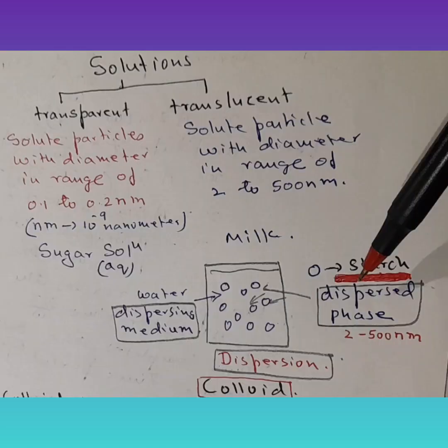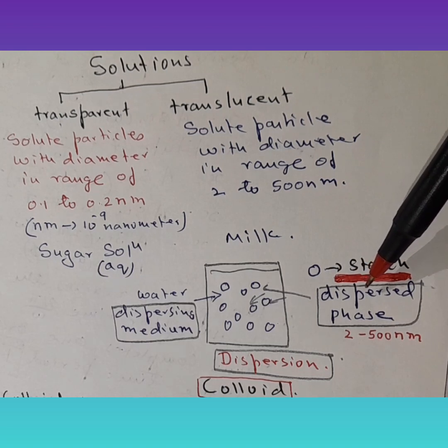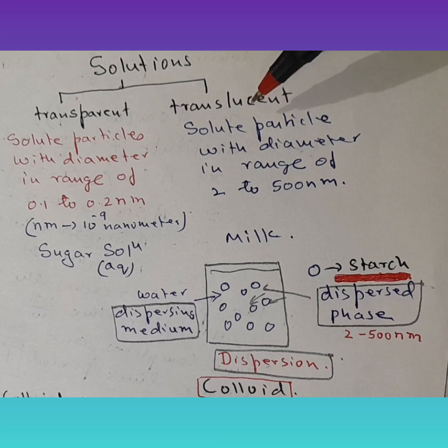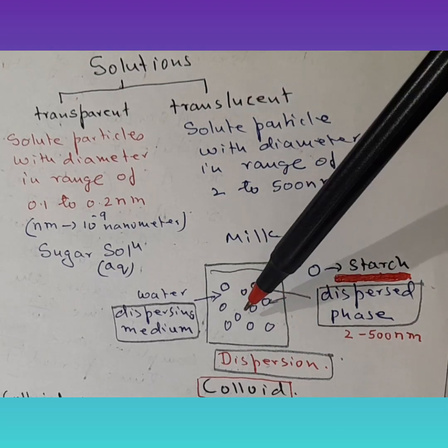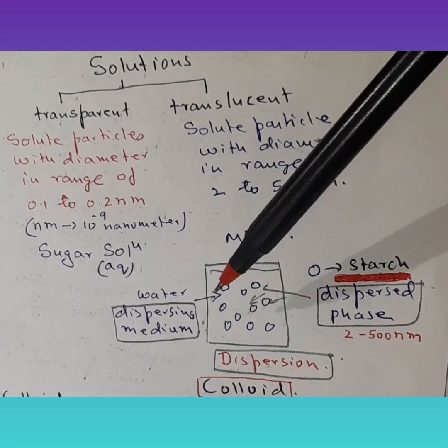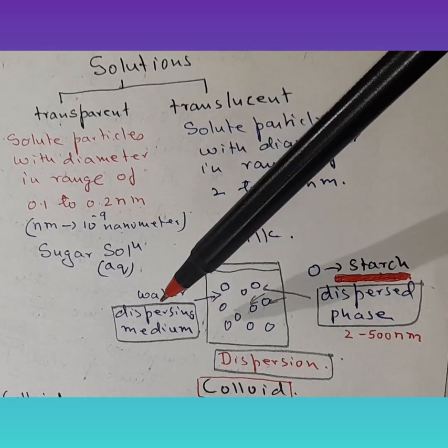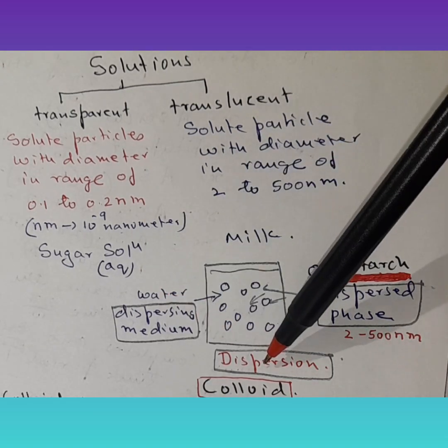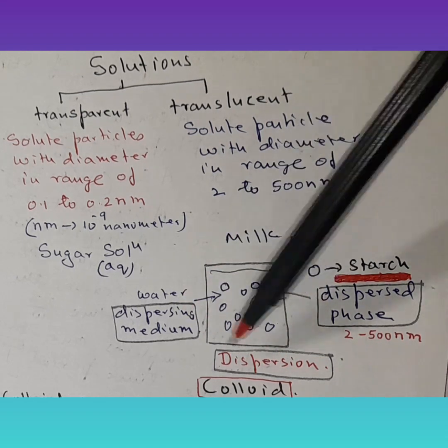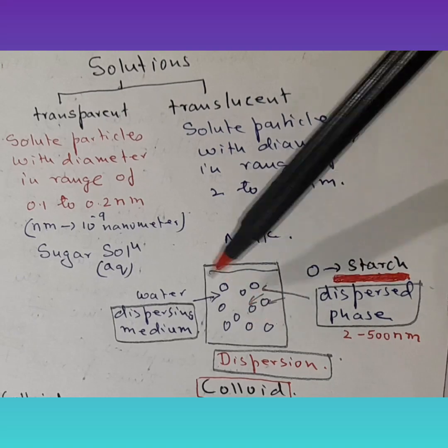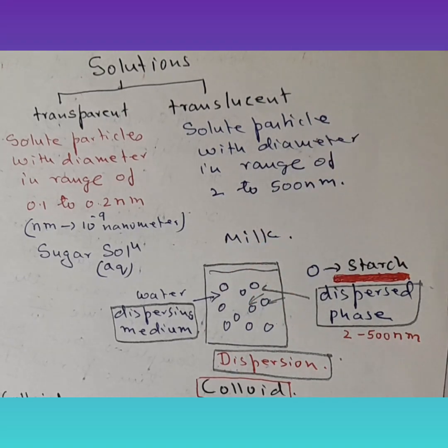Now starch, we have already seen starch. It has 200 to 500 nm, so it would be translucent. So we have colloidal solutions like milk, starch and so on and so forth. So we learned dispersion, dispersing medium, dispersed phase, and that is what is colloid. So let's get further now.